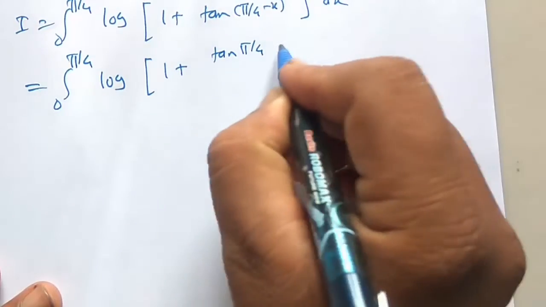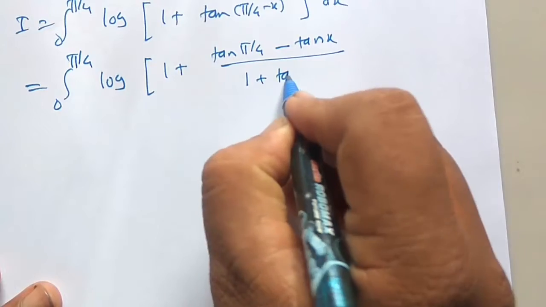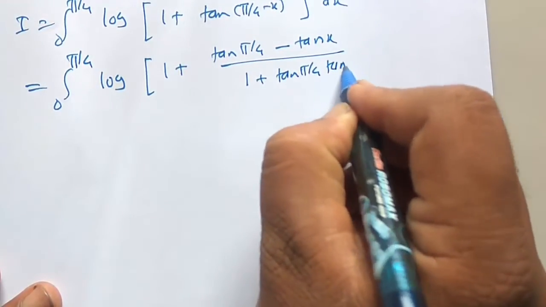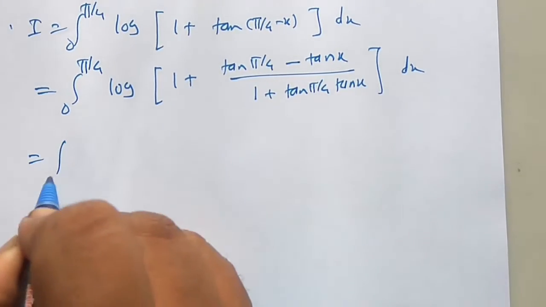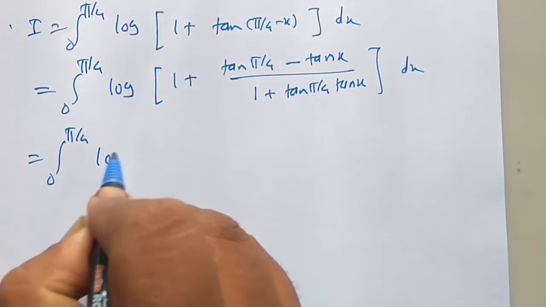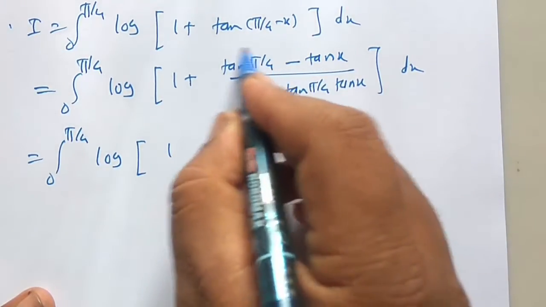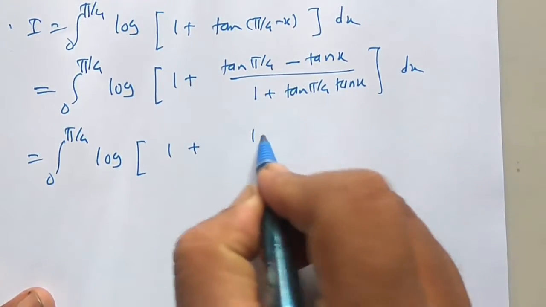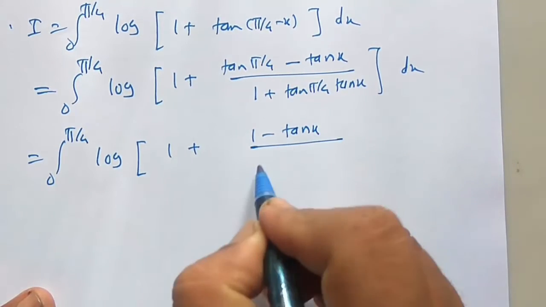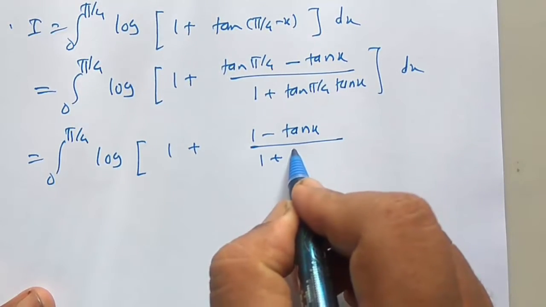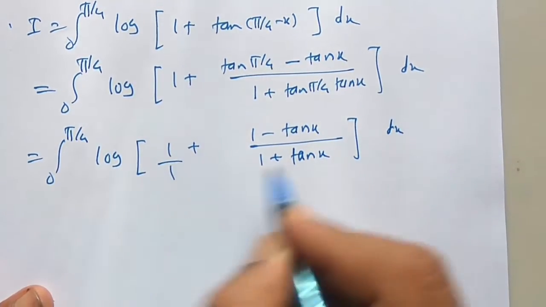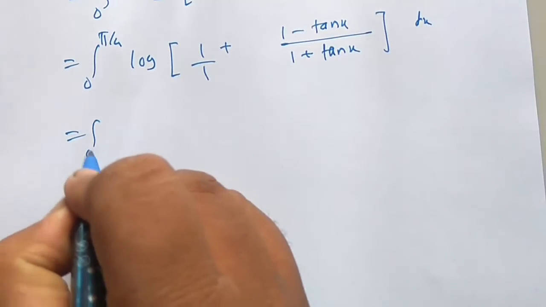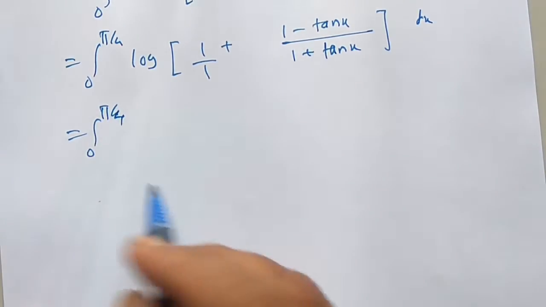tan of pi by 4 minus tan x upon 1 plus tan pi by 4 into tan x dx is equal to 0 to pi by 4 log of 1. Tan pi by 4 is 1. So it is 1 minus tan x upon 1 plus tan pi by 4 is 1. So 1 into tan x, it is tan x dx. LCM is 1 plus tan x. So 0 to pi by 4.